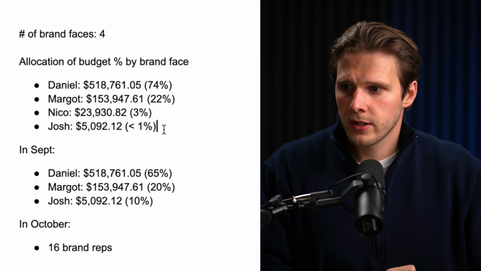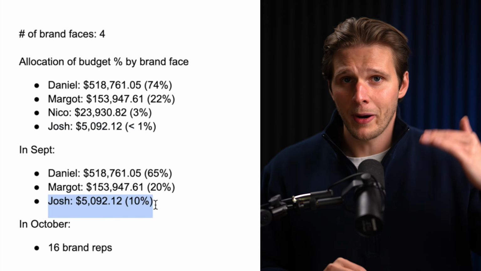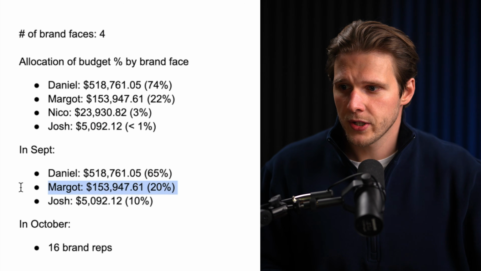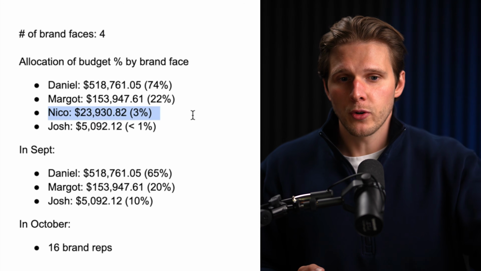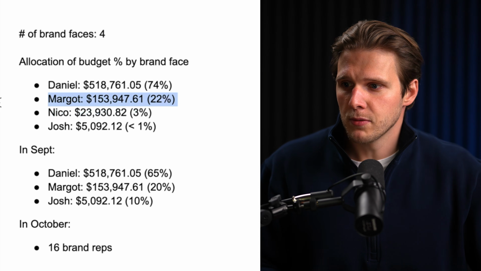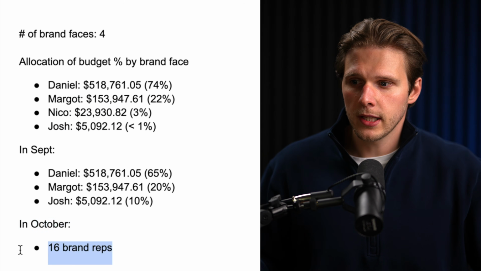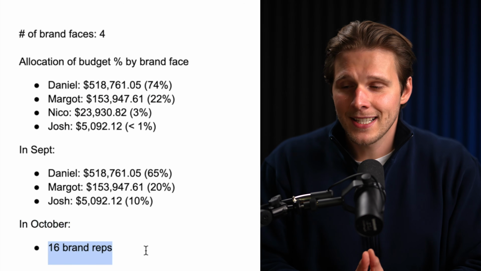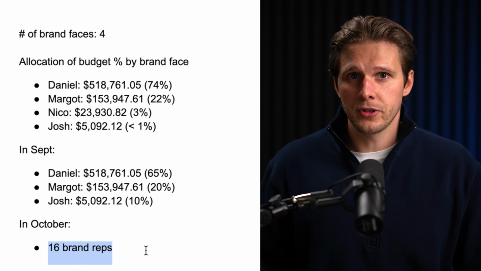Nico was at about 3%, and Josh was testing. In the month of September, Josh actually got a little bit more spend, and we're ramping him up more to be closer to 20%. And Nico dropped off a little bit just because we recognized that his ads weren't being as well received as Margot's or Josh's here. But in the month of October, we actually have a completely different strategy in place to have 16 total brand reps and have an incredible amount of diversity in our ads.